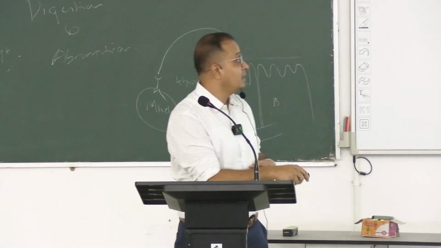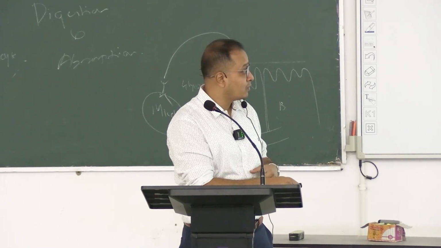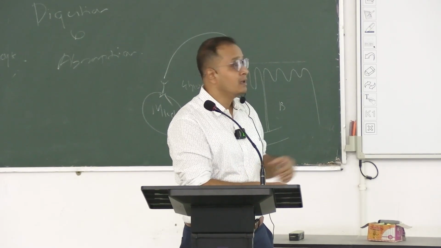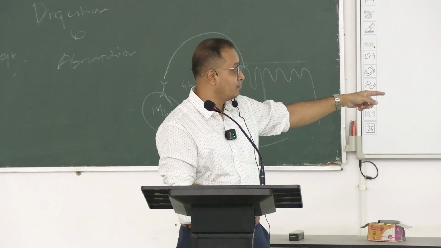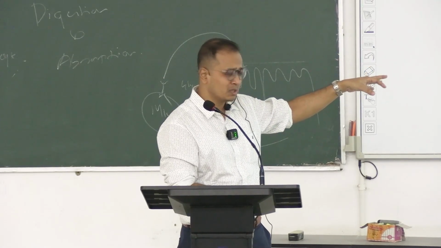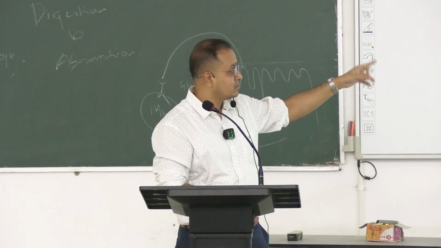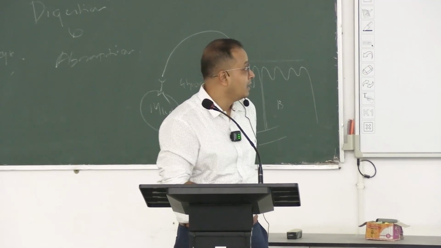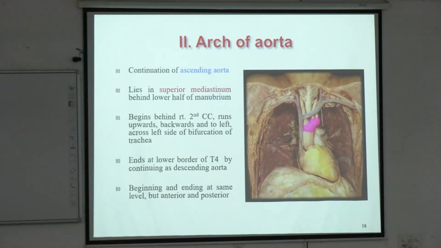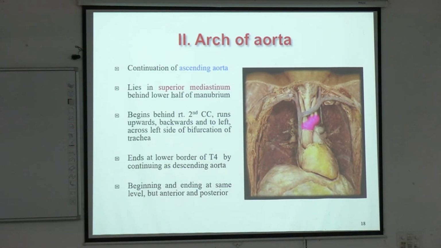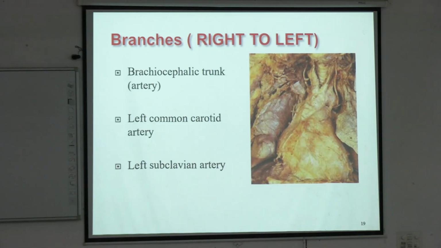Again, the beginning and the end of the arch of aorta: begins at the second costal cartilage on the right side and ends at the same level going to the back, anterior to posterior, at the second costal cartilage on the left side. And it lies in the superior mediastinum, because it pops up in this region and throws out three branches, right to left. These branches you have to remember. The branches you are seeing here, right side most, is the brachiocephalic trunk, then the left common carotid and the left subclavian artery.